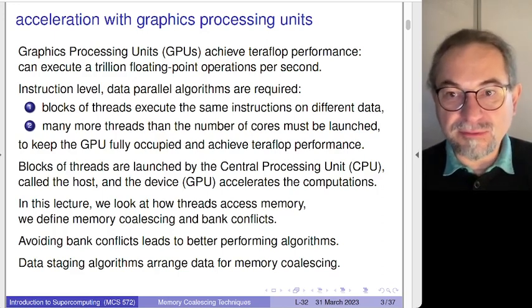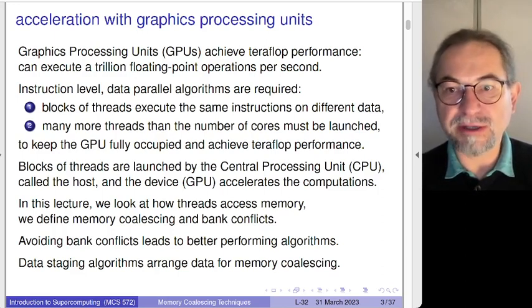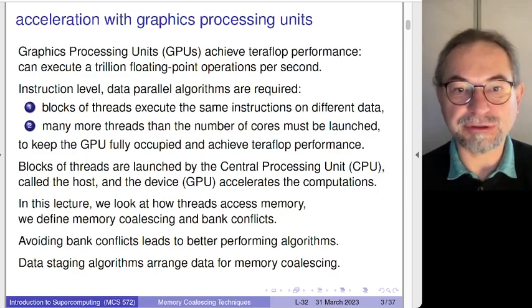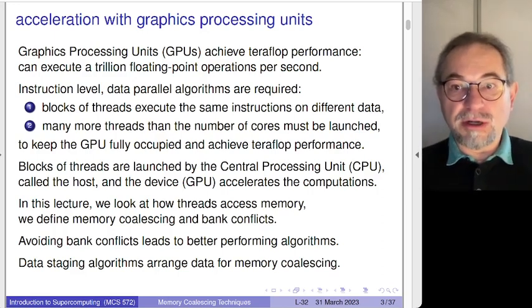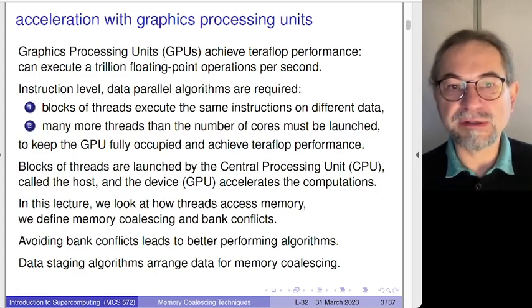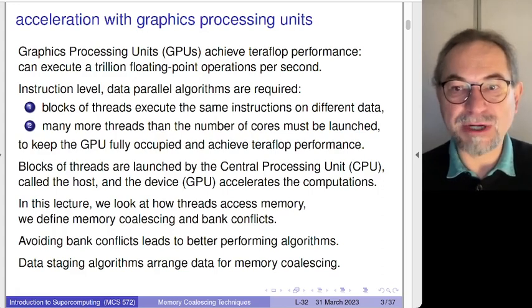So we talk about acceleration. Blocks of threads are launched by the central processing unit called the host, and the device accelerates the computations. One benefit of using GPUs is not only the capability for doing trillions of floating point operations, but also the increased memory bandwidth, also expressed in tera orders, so terabytes per second.